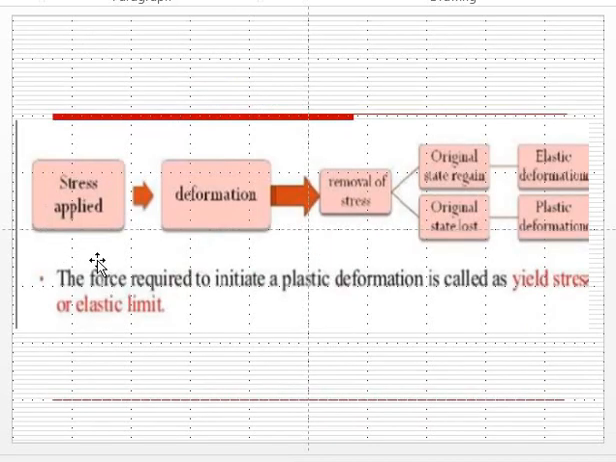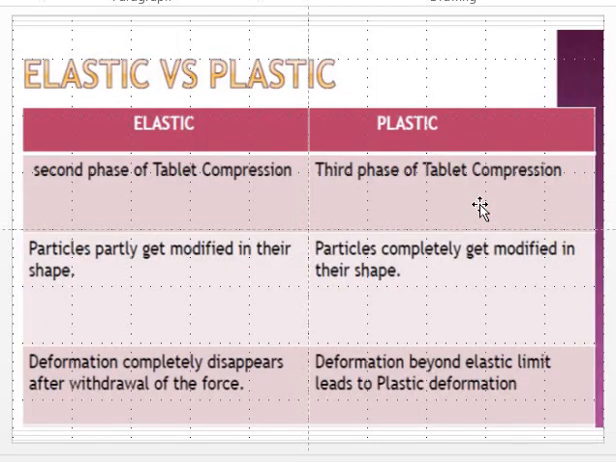See here, stress is applied, deformation occurs, and the spaces or gases are removed, and then your material is converted into the final tablet. Now when elastic or plastic deformation occurs, when your granular material undergoes elastic deformation or plastic deformation, when it is taking the elastic deformation, it means what? It is the second phase of tablet compression.